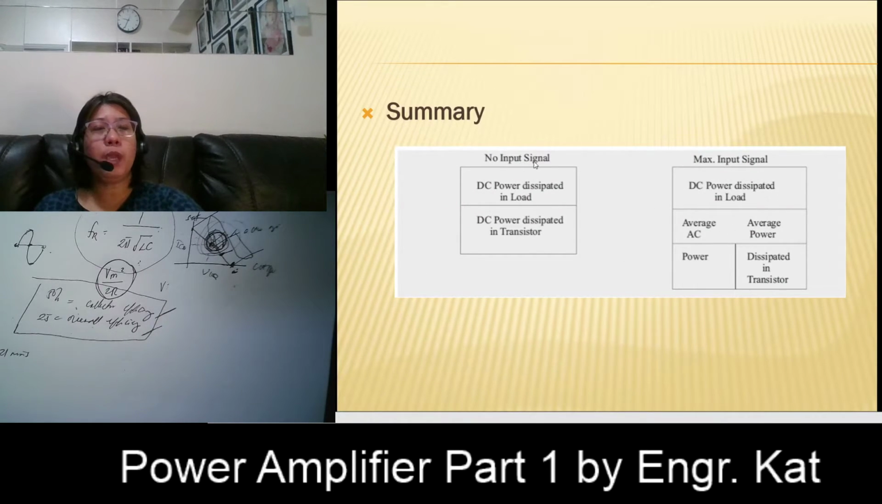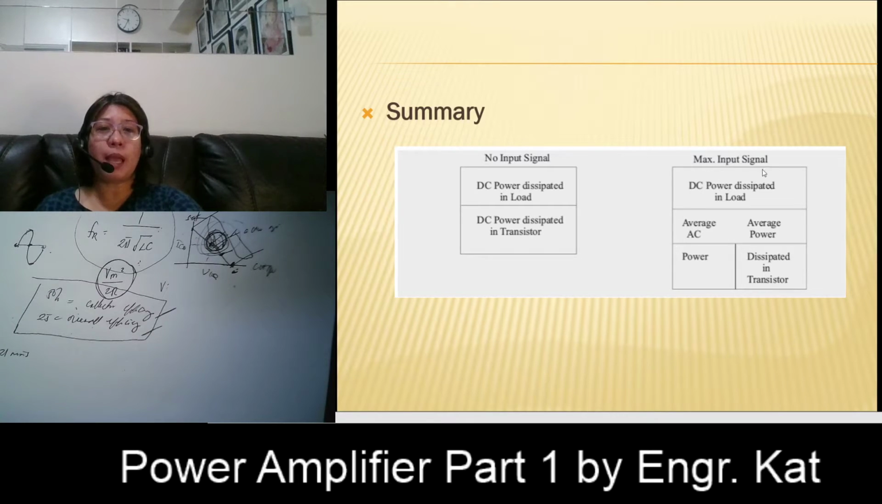So when you have no input signal, the whole 100% input power will just be divided into two. 50% will go to the load power, to the resistor, power dissipated in the load resistor, and then the DC power being dissipated in the transistor. So 50-50. No AC power is developed.